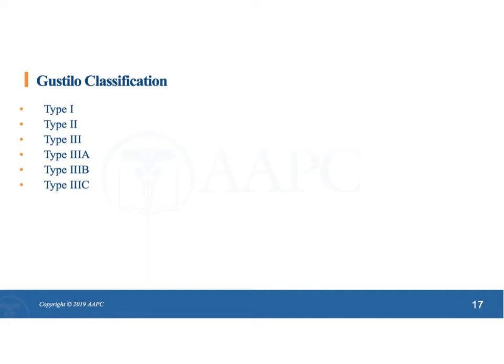Type 2, wound is greater than 1 centimeter with moderate soft tissue injury. Wound bed is moderately contaminated. Fracture contains moderate comminution with intramedullary nailing. Average time to union, 26 to 28 weeks.